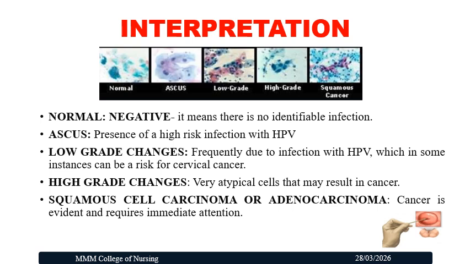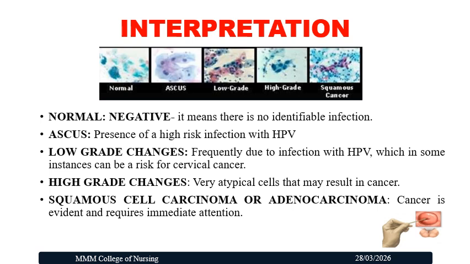Interpretation: look at this image. It shows you the normal, ASCUS, low grade, high grade and squamous cell carcinoma. So after the testing, the result will be given like this. Normal means it will give you a negative result. It means there is no identifiable infection.